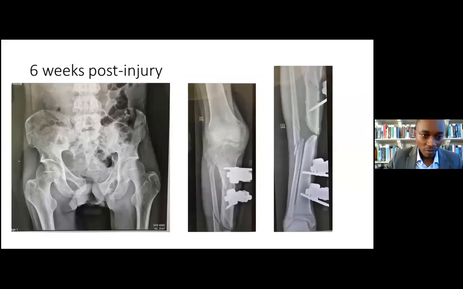So this pelvis X-ray is at 6 weeks after removal of the pins, and then the tibia, you can see evidence of loosening of the shunt pin and some periosteal reactions. But again, the fracture is healing. There is a gap there in the distal part.